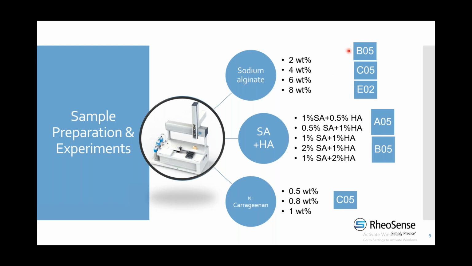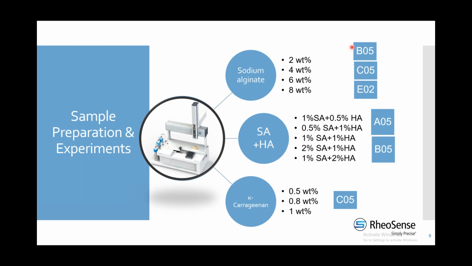After this quick review of instrumentation, let's take a look at the materials we used for our experiments. We selected and examined 3 groups of materials that are commonly used in bioprinting. These materials include sodium alginate, the combination of sodium alginate and hyaluronic acid, and kappa Carrageenan. Sodium alginate samples were prepared in 4 different concentrations of 2, 4, 6, and 8 weight%, and viscosity was measured using a combination of BO5, CO5, and EO2 chips.